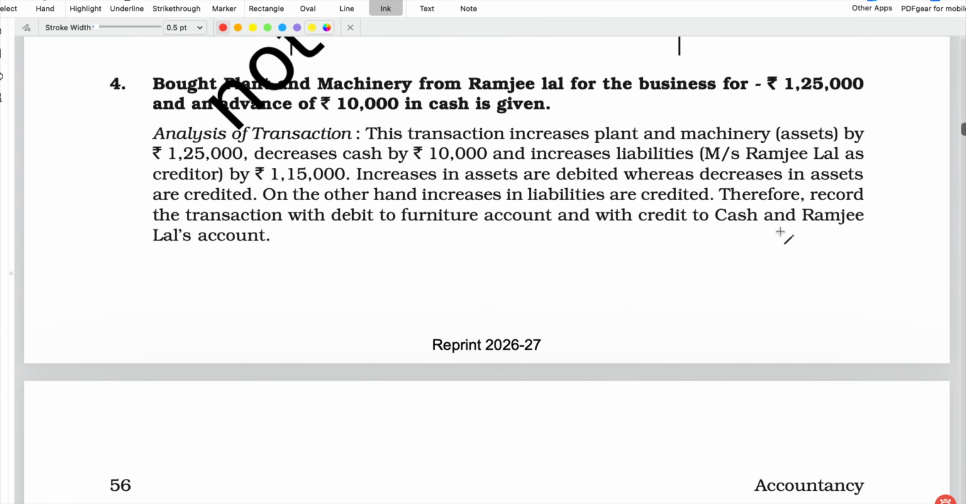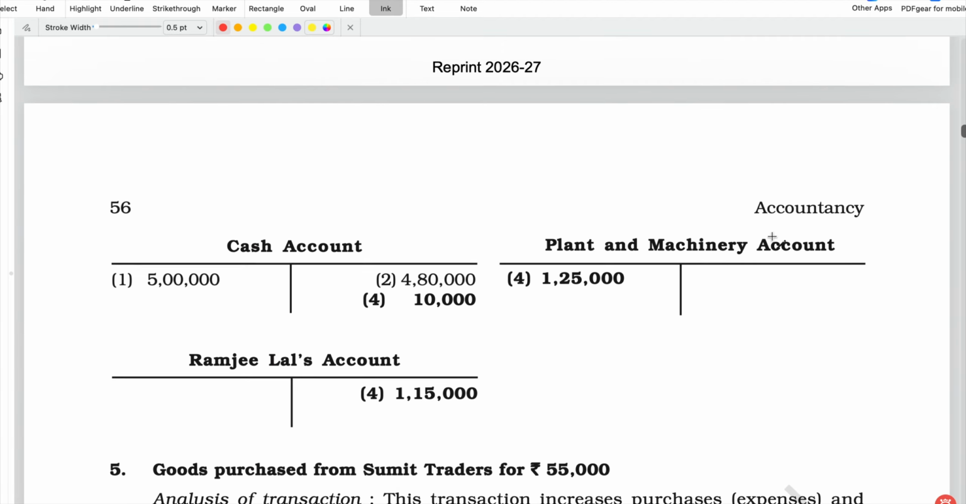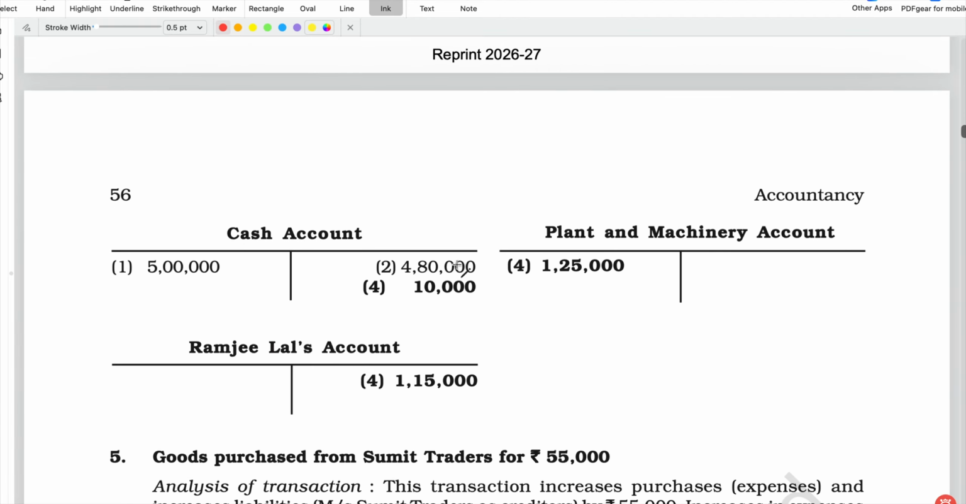Here we have to see 3 accounts will be considered. The cash, the 10,000, is being paid. First we will see what is coming in. Machinery is coming in, which means there is an increase in the value of an asset. So the entire 1,25,000 will be debited, of which 10,000 is paid through cash. So 10,000 in your cash account will be credited because there is a decrease in the asset.